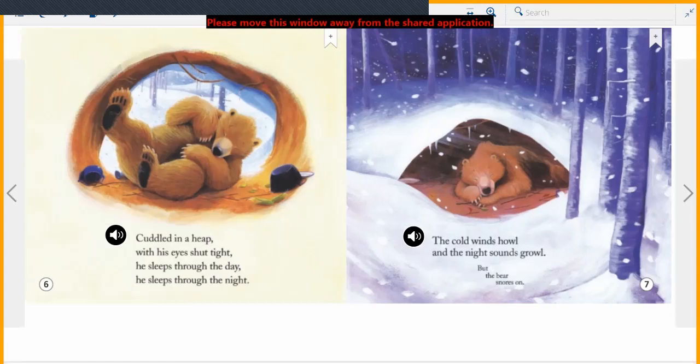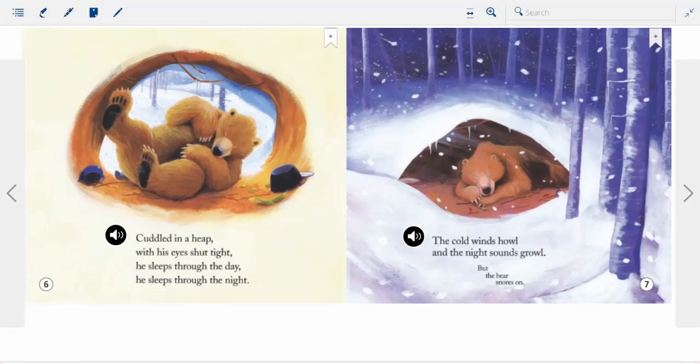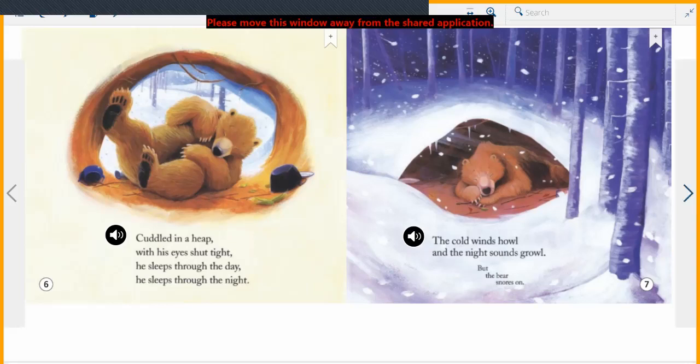So we read that the wind is howling, and the night sounds are growling, but the bear keeps sleeping. So I predict that it's going to be very hard to wake Bear up. He can sleep with a lot of noise.